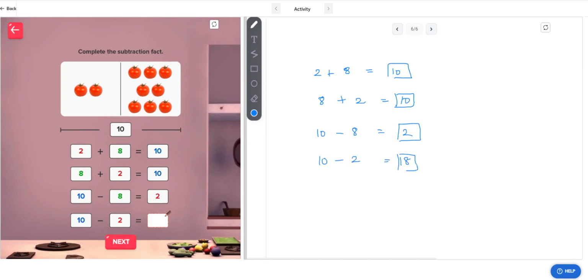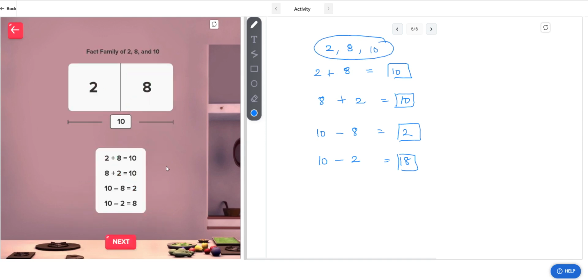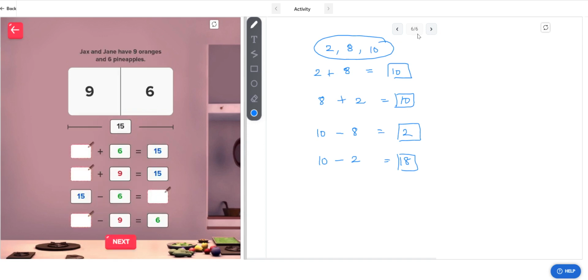So basically, if you pay attention, the numbers 2, 8 and 10 are just changing their places to complete these orders, right? So the fact family of 2, 8 and 10 is 2 plus 8 equals 10, 8 plus 2 equals 10, 10 minus 8 equals 2 and 10 minus 2 equals 8. The members are 2, 8 and 10 again. See? Now, let's try this one.